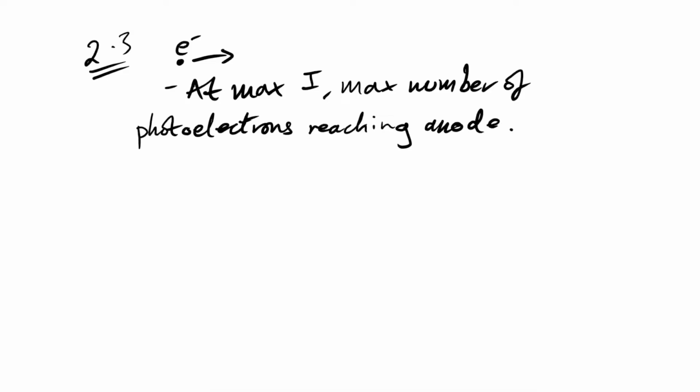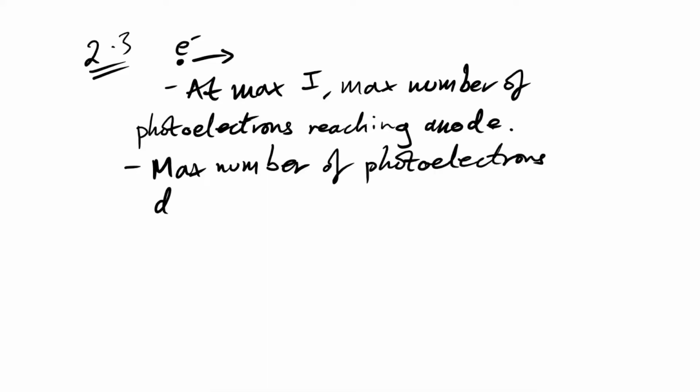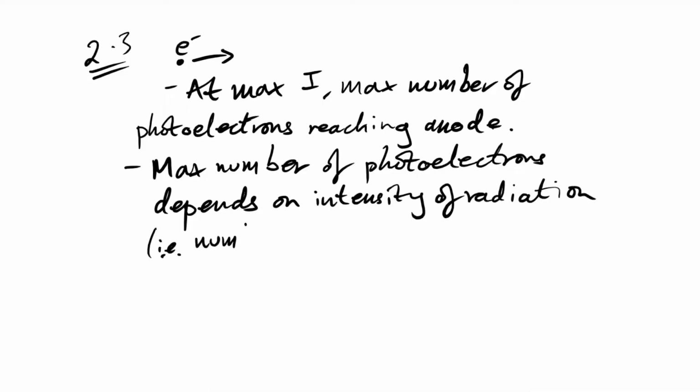So the whole idea is that, at lower PDs, we have loads more electrons absorbing photons that are actually being released because of the work function, of course. And so we're almost counteracting the work function by having this PD across it. And so why doesn't it get any bigger? Well, that's because there's only so many photons going in, aren't there? So the max number of photoelectrons depends on the intensity of radiation, i.e. the number of photons absorbed per second.